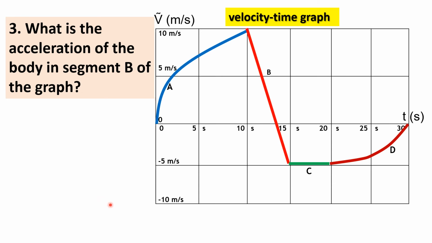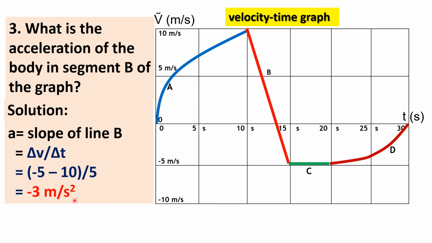Again, using the velocity time graph, we have the third question. What is the acceleration of the body in segment B of the graph? This is actually a review of what I have already presented earlier, but just to show you how we can determine the acceleration based on the graph, and we are referring to graph line B. So the solution is something like this.